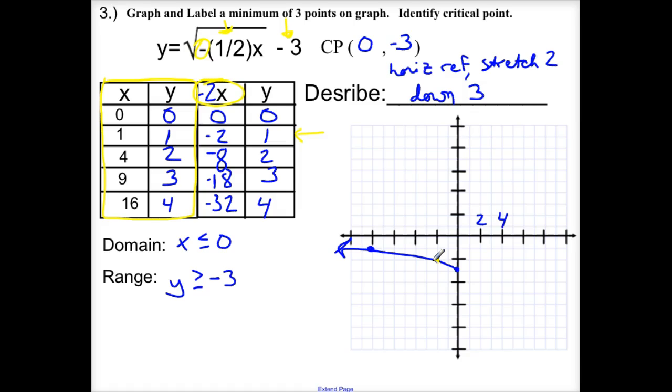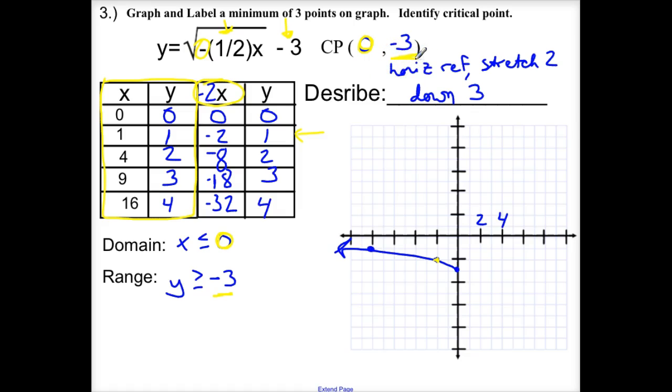For our domain, anything under a square root needs to be positive. So you can either look at the graph and see that we're graphing off to the left of the x value of 0, and notice how the domain value links to the x coordinate of the critical point. That will always happen. Same thing for the range value. Our range value starts at -3, which was the y value of our critical point.